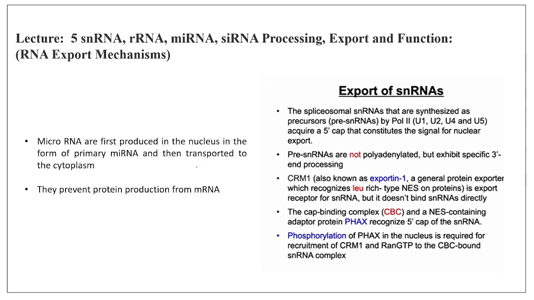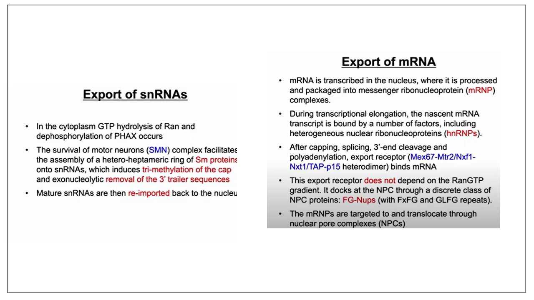What you have to understand is the proteins which are involved, for example, the exporting one, and the adapter protein, which is FAX, and then the phosphorylation of the FAX protein that happens. So these are the important points: what the transported protein is, what the adapter binding protein is, and what modifications happen in the transporter protein.